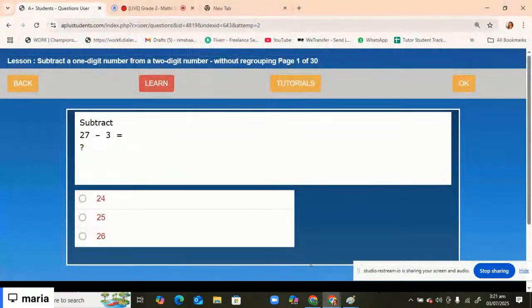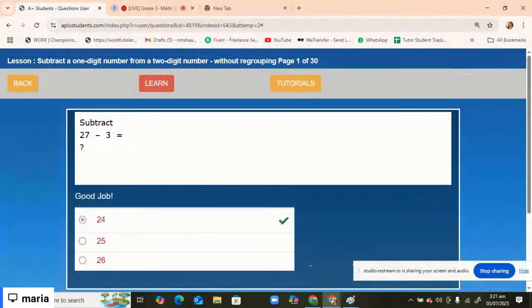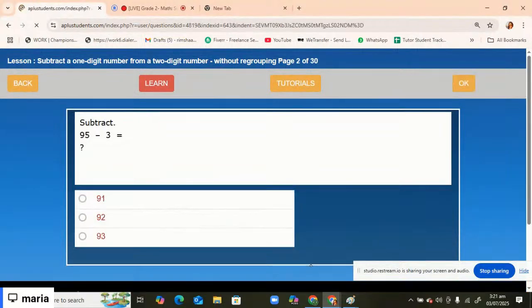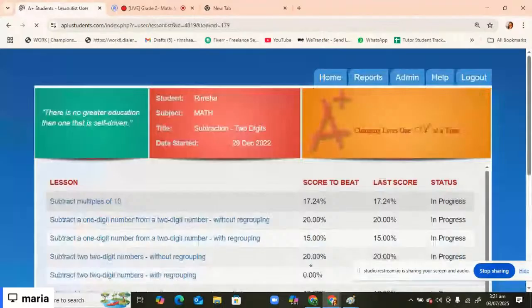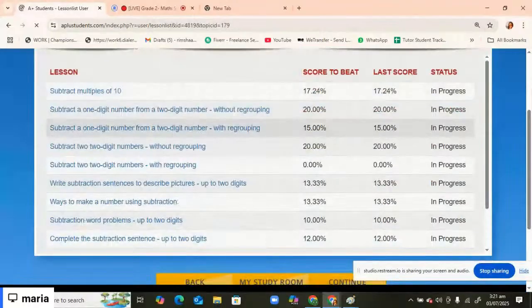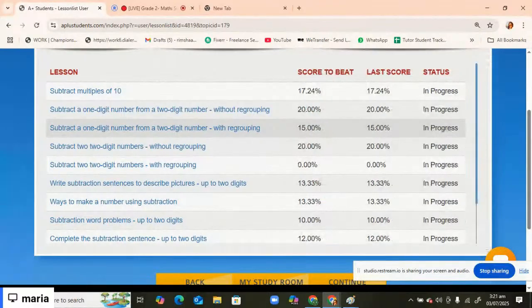Very well done. Let's see if our answer is right. Yes, this is the right answer. Hope you guys understand this lesson as well. Solve the rest of the test questions regarding this lesson by yourself. Okay. Now let's start the third lesson, which is subtract a one digit number from a two digit number with regrouping.